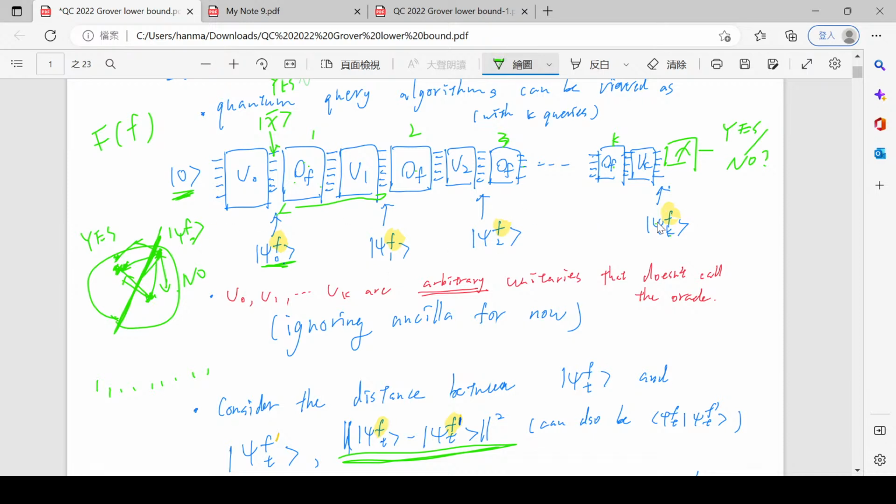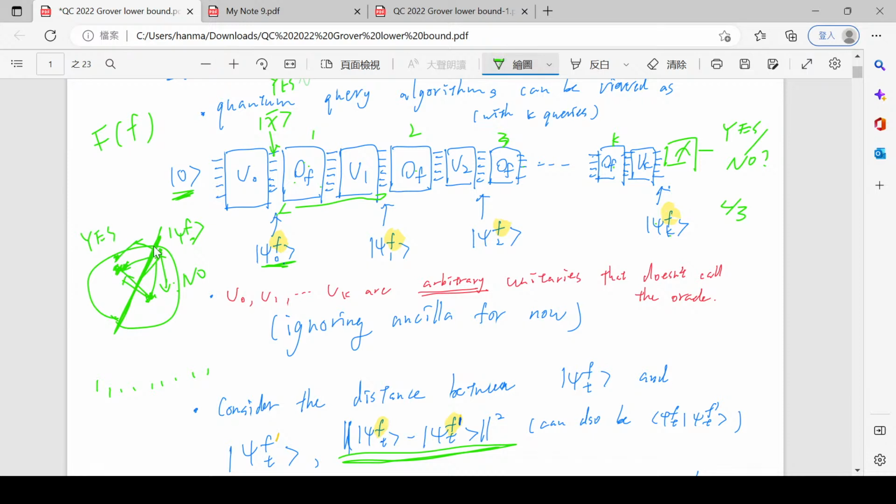We should see today that at the end point, if you want a good probability to separate yes and no, and usually we do like a 2/3 probability of success, then every small f that's a yes instance and every small f that's a no instance should have a pretty big distance between them.